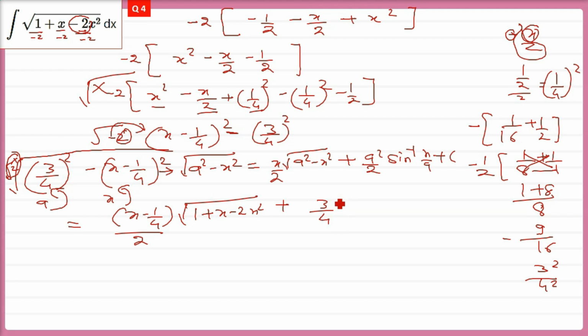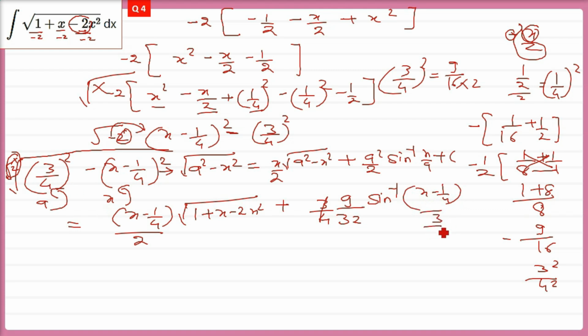Now a square by 2, that is 3 by 4 whole square divided by 2. So 3 by 4 squared is 9 by 16, divided by 2, it will give you 9 by 32. And you have sine inverse x by a. X is x minus 1 by 4. A is 3 by 4. So (x minus 1 by 4) divided by 3 by 4. Now let me do it somewhere else.